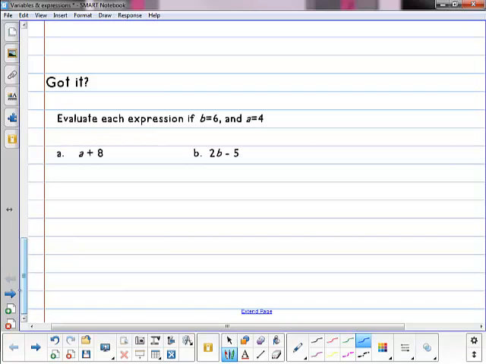Now, I'm going to go ahead and let you get started on your own with these guided expressions. I'm going to make it a little larger so you can see these expressions closer up. So what you're going to do is evaluate each expression if b equals 6 and a equals 4. For each of these expressions, you're going to plug in the correct value for each variable, and then solve to get a correct answer. Okay?